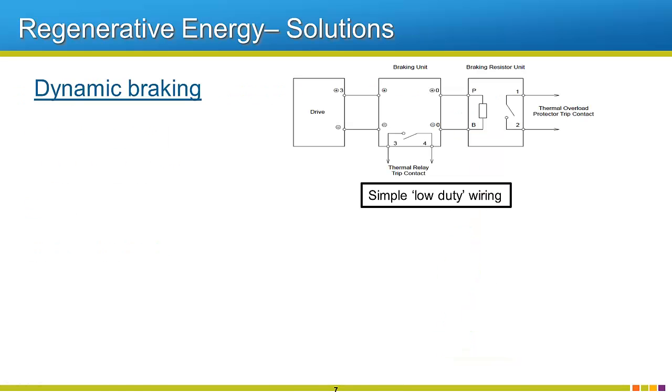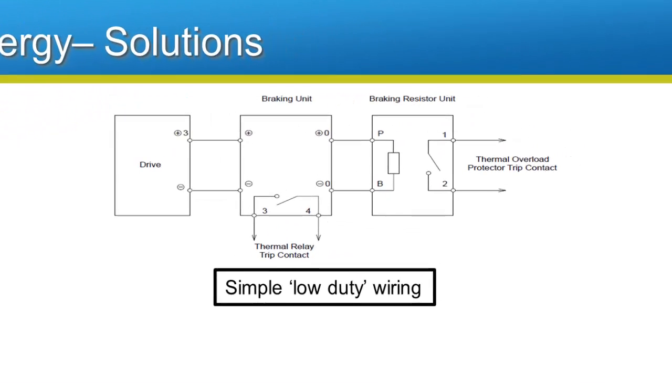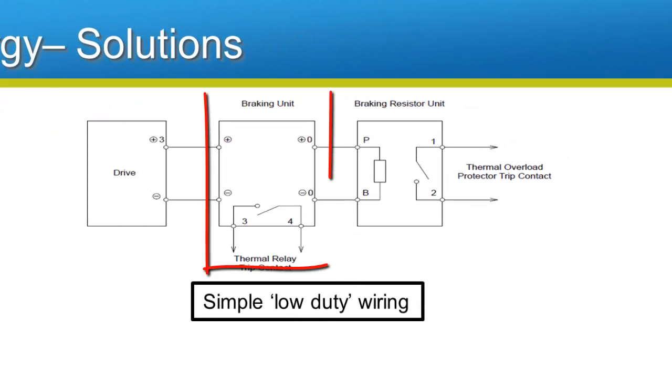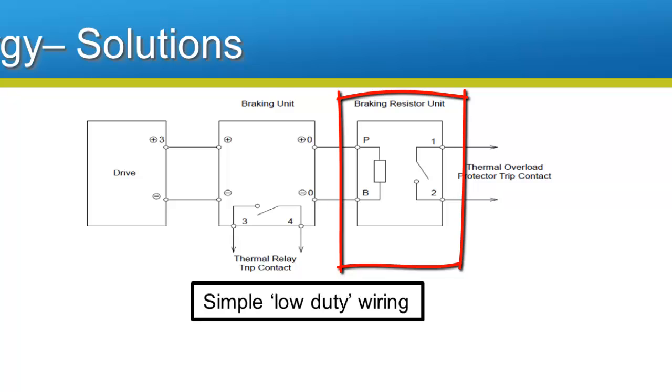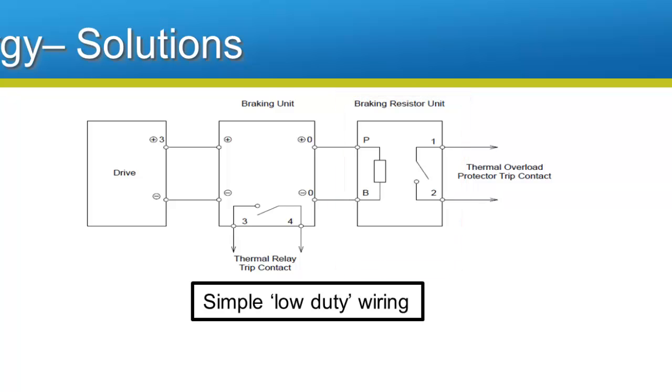So what are the available solutions commonly used to handle regenerative energy? Most commonly, when dealing with low amounts of regen, dynamic braking is used. Dynamic braking will consist of a dynamic braking transistor, also referred to as a chopper, and a dynamic braking resistor. When the DC bus level rises too high, the transistor closes, allowing the excess bus voltage to bleed off onto the resistor.